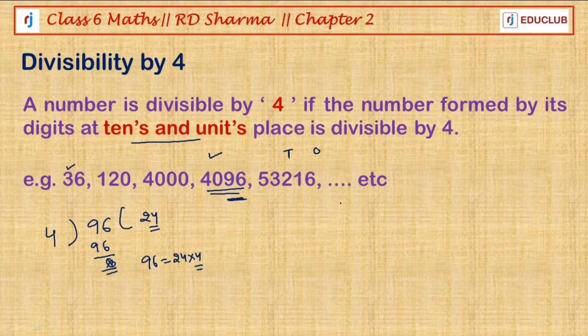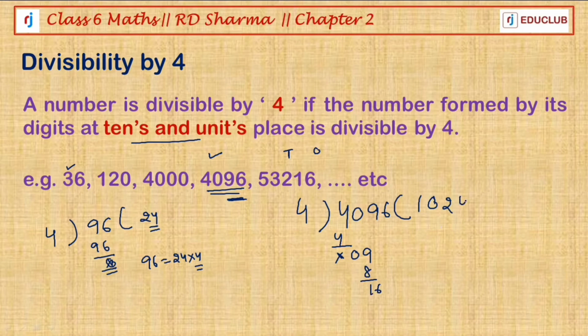Let us check it practically also: 4096. 4 ones are 4, 0, take 0. 9, 4 twos are 8, 1, 6. 4 4s are 16. Remainder is 0. We can say this number is divisible by 4.